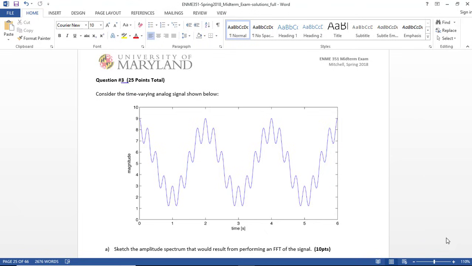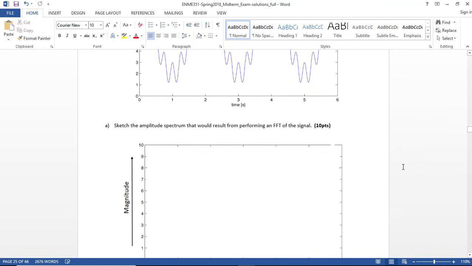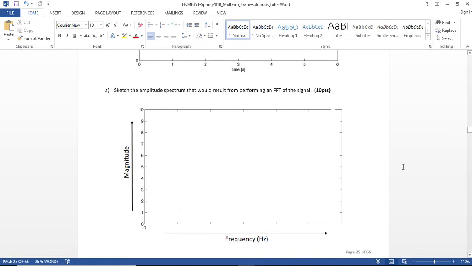And then parts B and C were really questions on sampling and aliasing, and then implementing that in code for part C. So for version 1 and version 2, you had slightly different plots of time. And for part A, you had to sketch the amplitude spectrum plot on the following graph.